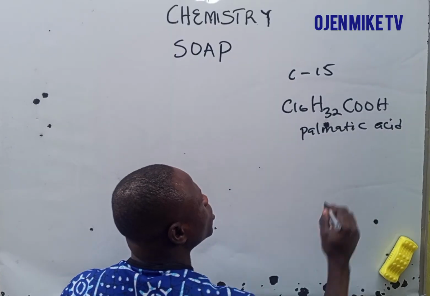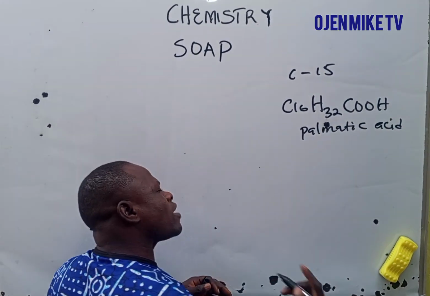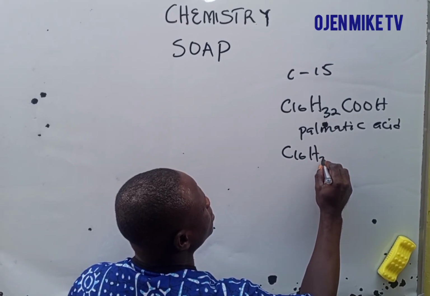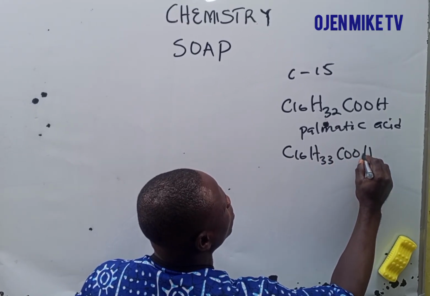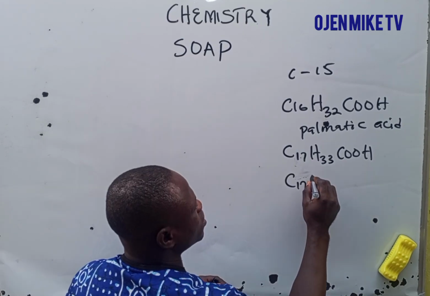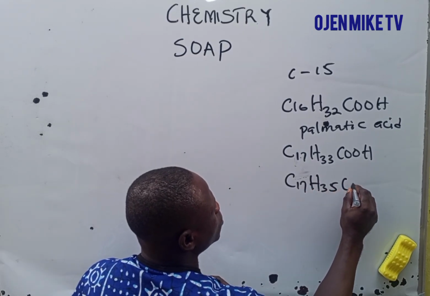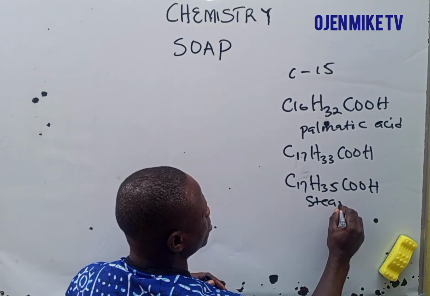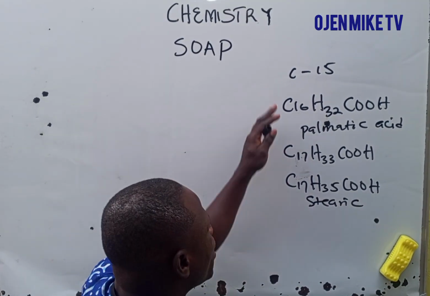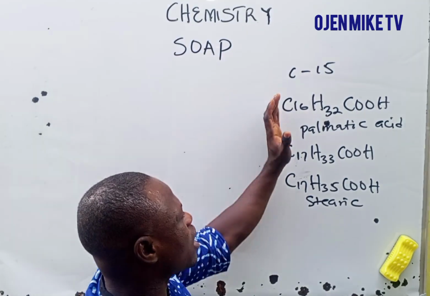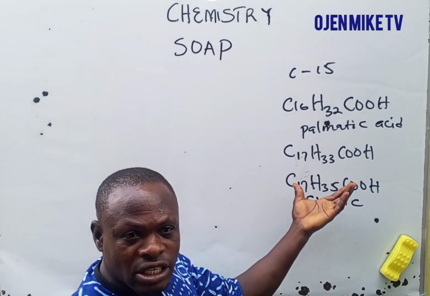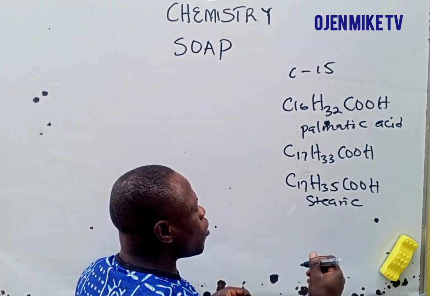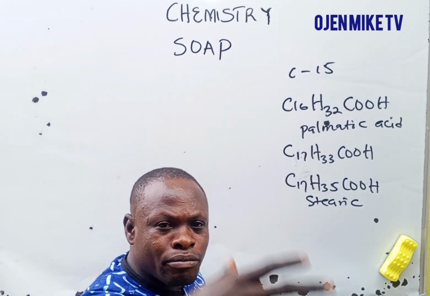This is palmitic acid, okay? Now we have another one like oleic acid, C16H33COOH, okay? And C17H35COOH. This is what? Stearic acid. So these are majorly the fatty acids that are being used in making what? Making soap.